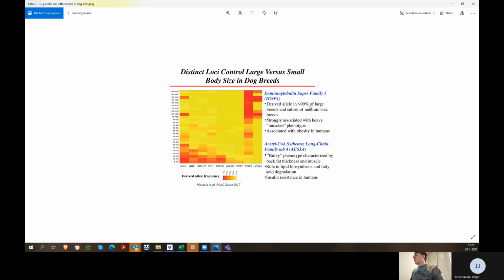As I say, they have large breeds and sort of medium breeds. Then they have a strong association with a heavy muscle phenotype, which is associated with obesity in humans. This is true also for dogs. Please keep in mind that if you have a very muscular dog, and I will come back to this later, you have a bigger chance of getting an obese dog. Back fat thickness and muscle are important in the bulky phenotype. I will come back to this later.